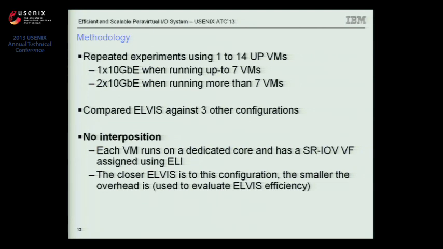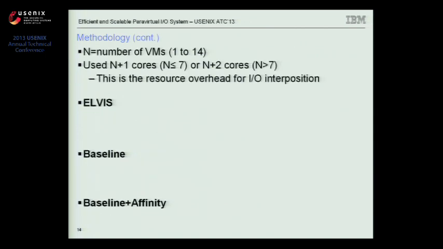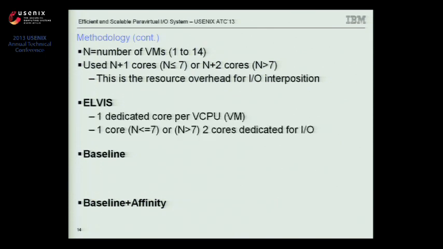Again, we do want interposition, but we need to measure the overhead. We also, of course, compare Elvis against the baseline configuration. There were 2 different baselines. In all these paravirtual I/O configurations, we used 1 core for each virtual machine that we were running, and we added 1 or 2 cores for I/O, depending on the number of virtual machines. In the case of Elvis, we dedicate 1 core for each vCPU, and 1 or 2 cores for I/O.